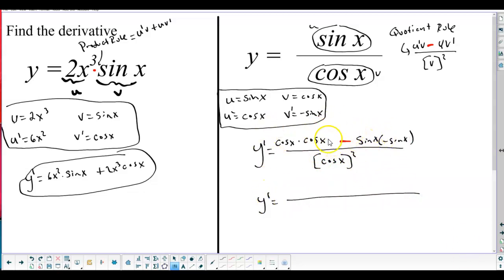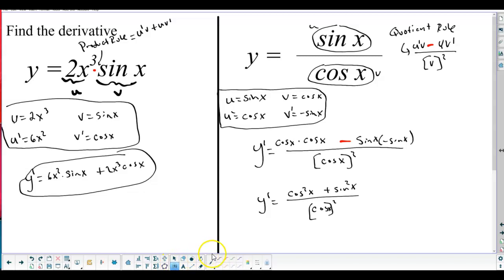If you stop here, you're technically done with the quotient rule, but let's look at some interesting pieces that go on here. Cosine times cosine is cosine squared. And then what happens when I have a negative sine times a negative sine? That's going to turn into a positive sine squared of x. And then we're going to just leave cosine, I'm going to actually do it like this, cosine of x squared.